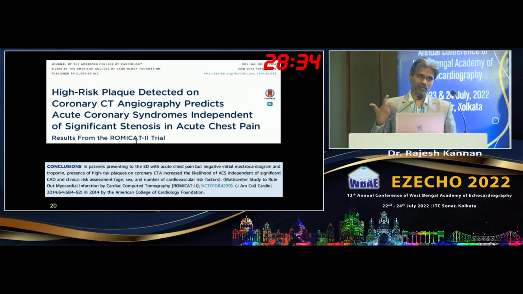And also now there are many studies showing that peri-plaque inflammatory changes can also be picked up on a CT. And this is the ROMICAT 2 trial, showing that high-risk plaque detected on a coronary CT predicts acute coronary syndrome, which is independent of the stenosis in acute chest pain.